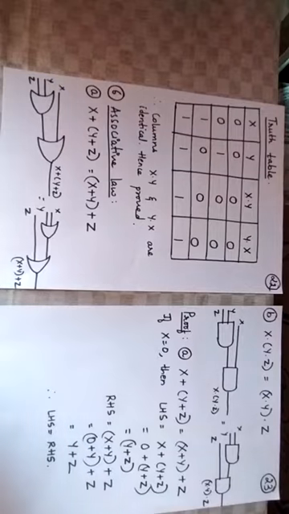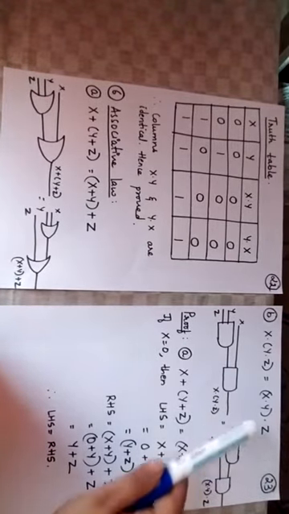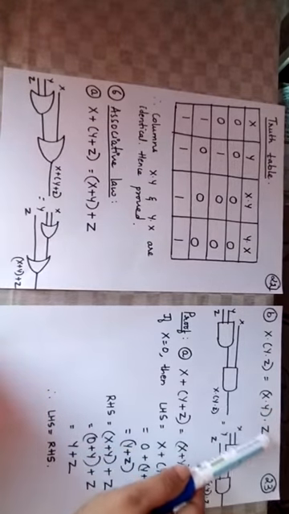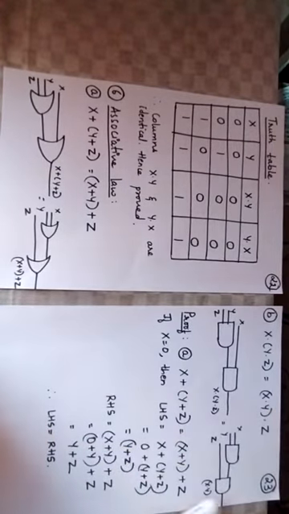Okay. Now checking the logic diagram for the right hand side. So you have (x dot y) within the parentheses, dot z value. Now take here.